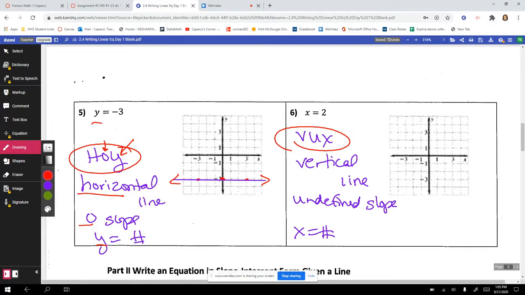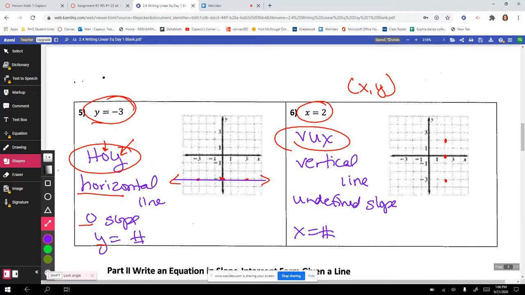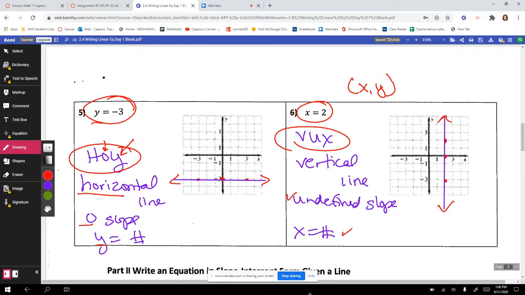Vux is similar. X is equal to 2. So that means anywhere I have a value, my x value is always going to be 2. Now notice that that is an equal sign. That makes it a line. If I had a point, it's a coordinate like an xy. But when you have an equal sign, that's an equation, that's a line. So you want to make sure that you are drawing your line. So there's my vertical line. Again, my Vux, vertical line, the slope is undefined when you're asked, and it's always x is equal to a number. Easy way to remember it.